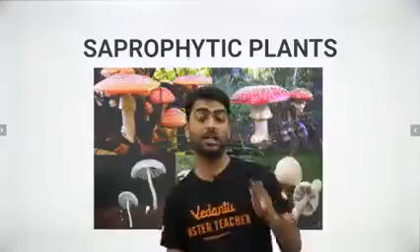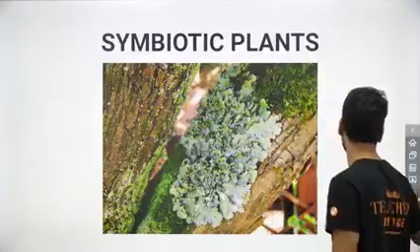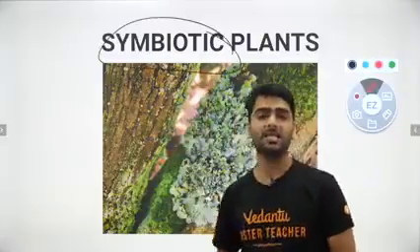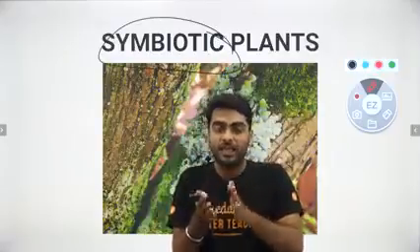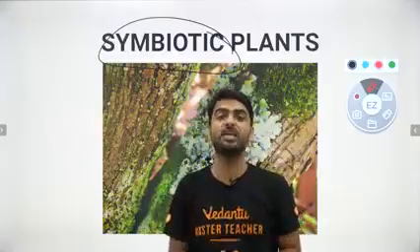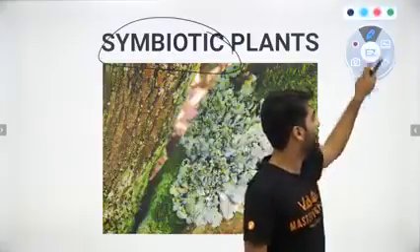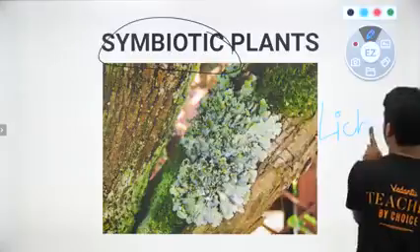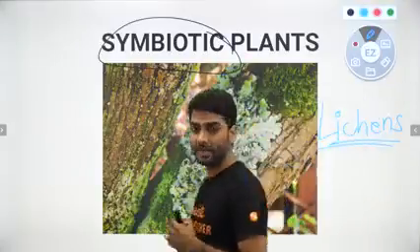And that brings us to the last type of heterotrophic plants, and that is symbiotic plants. What do you mean by the word symbiotic plants? Symbiotic plants are the plants where two different organisms feed on each other to fulfill their nutritional need. They are dependent on each other to fulfill their nutritional need, and the example of a symbiotic plant is lichens. Lichens are an example of symbiotic plants.